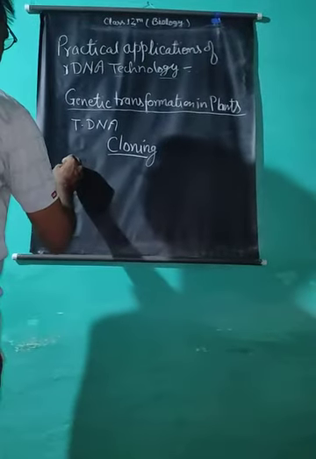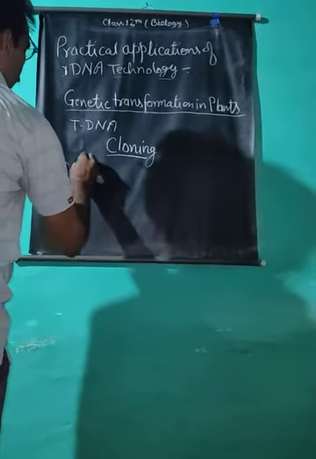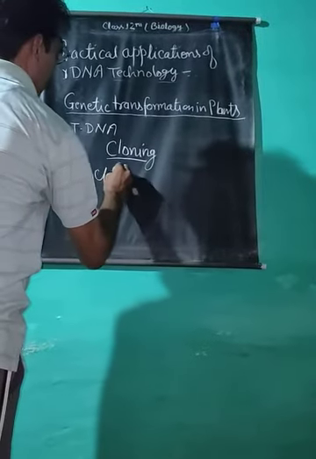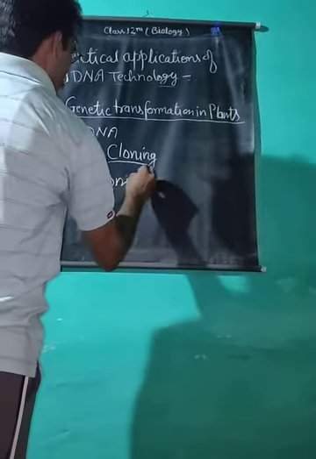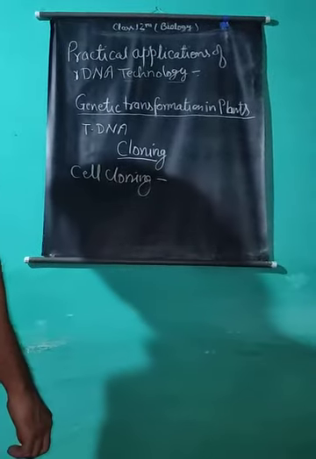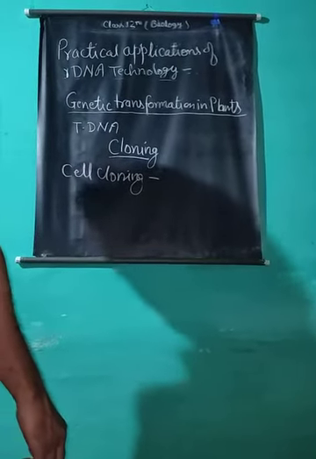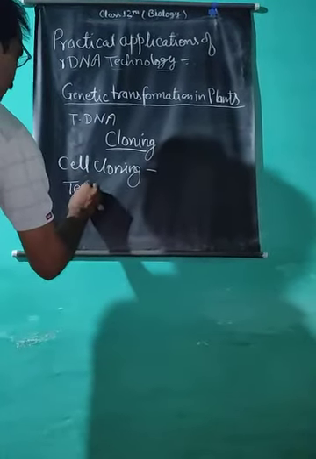There are many types of cloning, like cell cloning. It is a process of cloning by which a group of genetically identical cells is produced from a single cell. Technique of cell cloning.